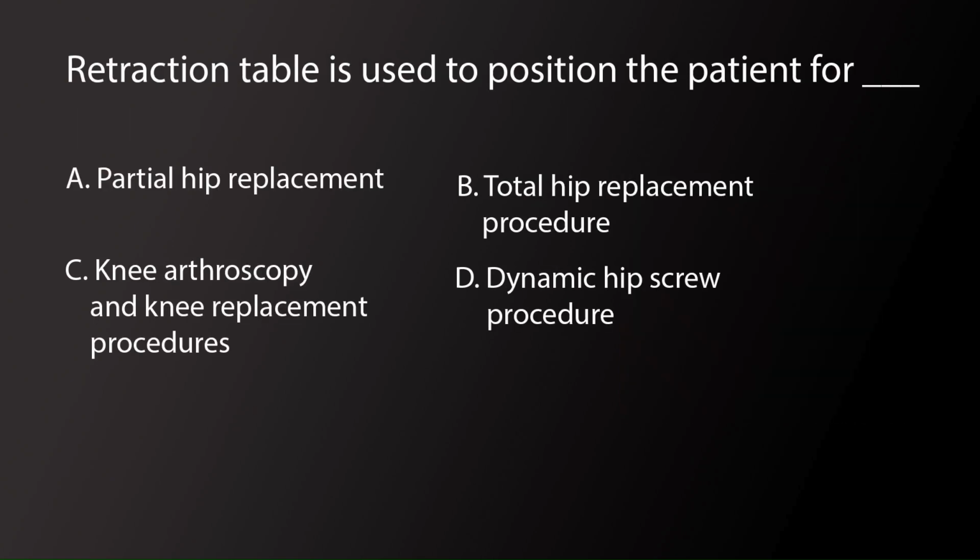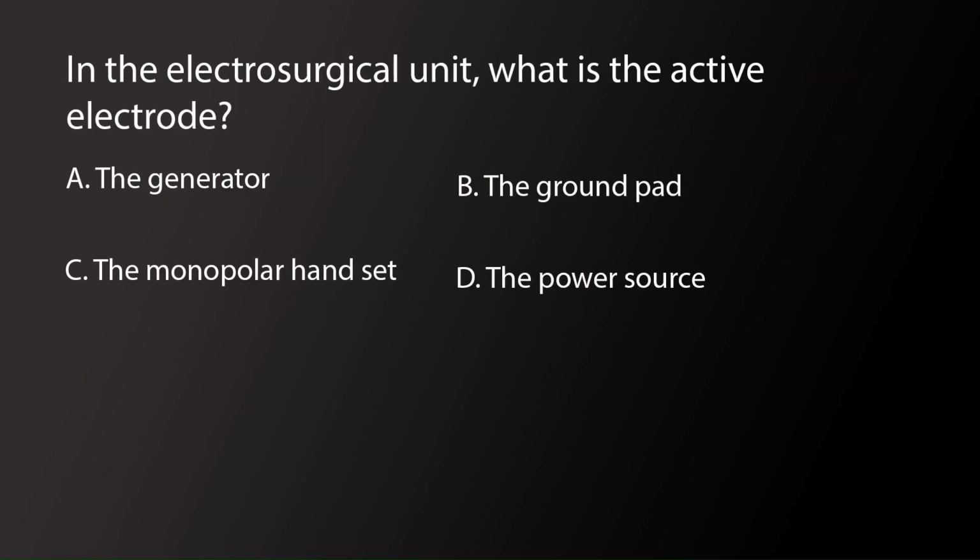Next question. Retraction table is used to position the patient for: Option A, partial hip replacement procedure. Option B, total hip replacement procedure. Option C, knee arthroscopy and knee replacement procedures. Option D, dynamic hip screw procedure. The correct answer is Option B, total hip replacement procedure.